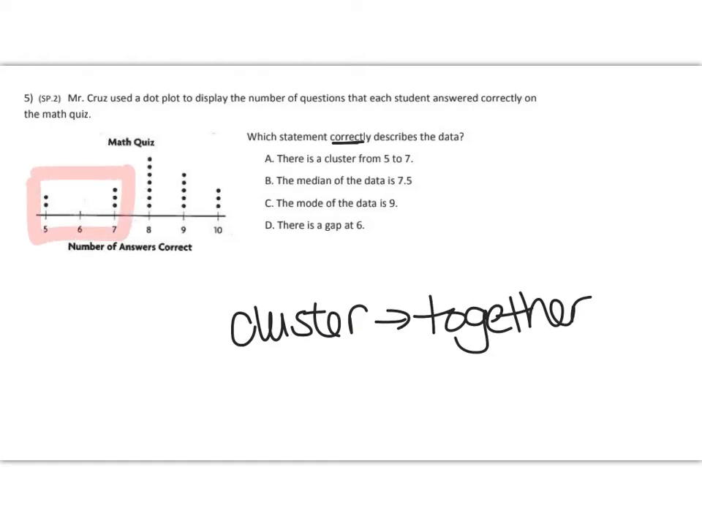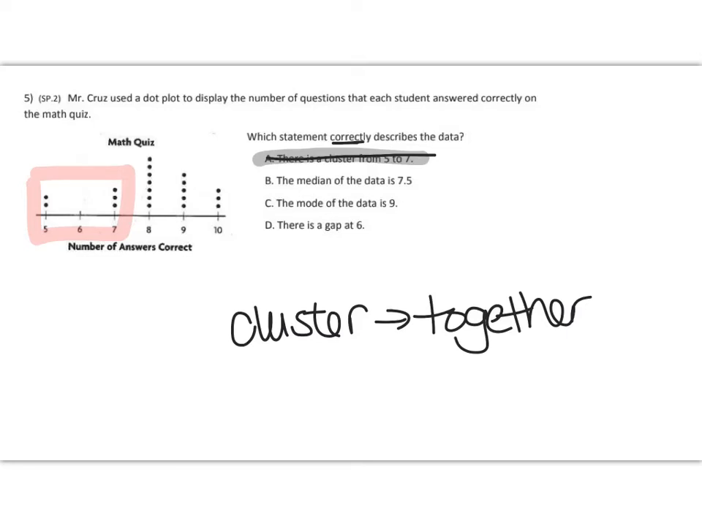I would say no. I would actually say the cluster of the data would more likely be between 8, 9, and 10, or 8 and 9 at the very least. Okay, so this is not a correct answer. So let's look at this one. I should have crossed that off instead. There we go. The median of the data is 7.5.